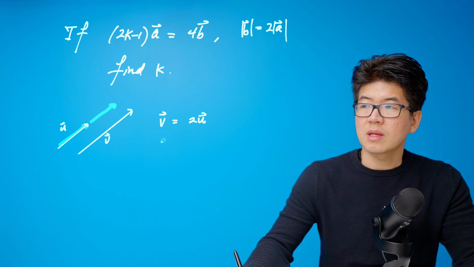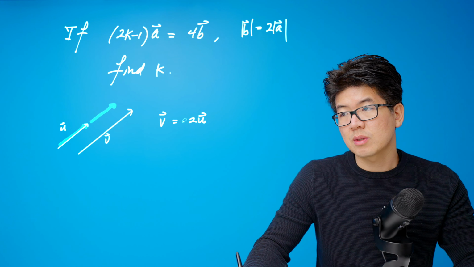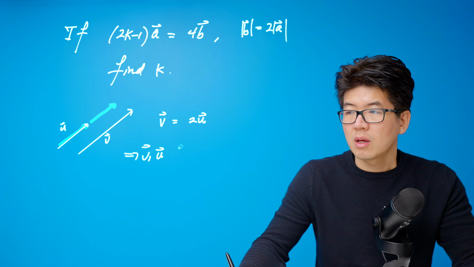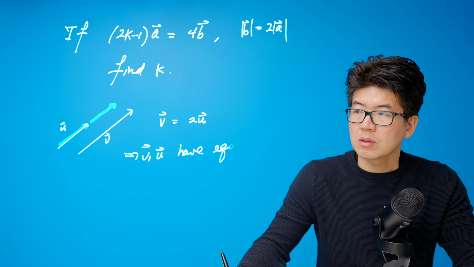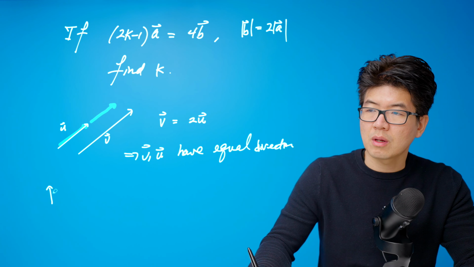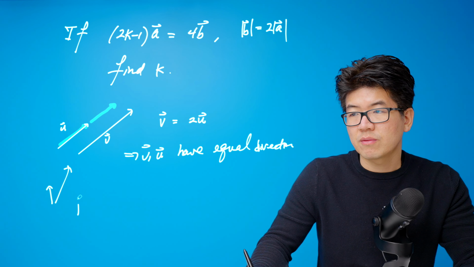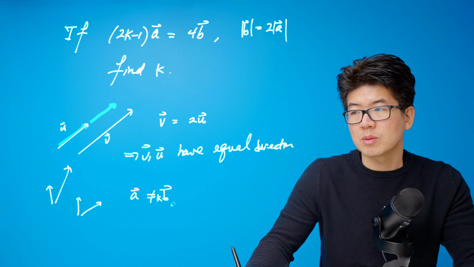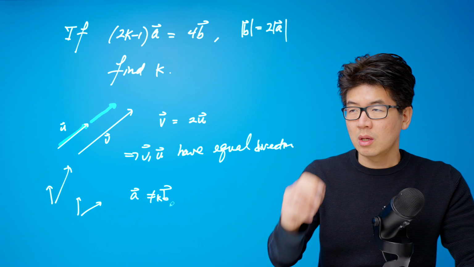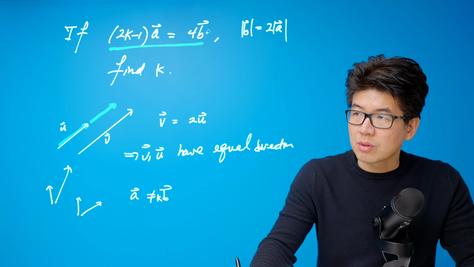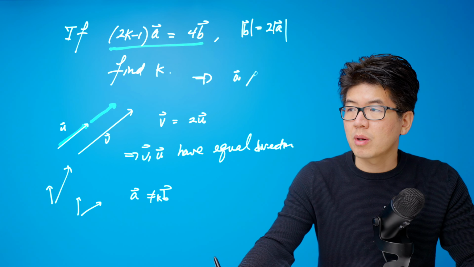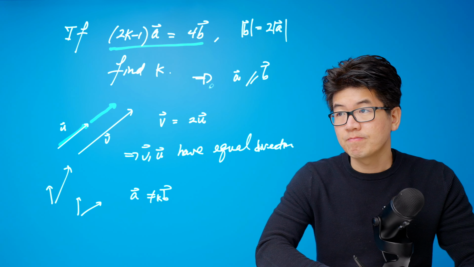You can only say a vector is equal to some multiple of another vector if v and u have the same direction. If they are in different directions, even if they're the exact same size, there's no way they can be equal to some k times b. So the fact that we see a vector equal to another vector implies that a is parallel to b.